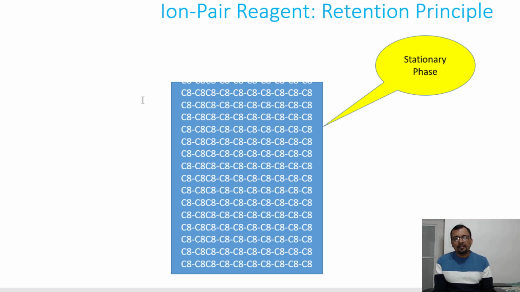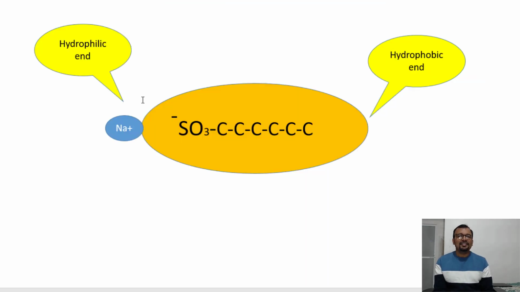So let us assume that we have a stationary phase like C8 or C18, which is the most likely scenario in reverse phase chromatography. And you know that the stationary phase in reverse phase chromatography is hydrophobic, non-polar in nature, like C8 or C18. Now what is the ion pair reagent and how does it look?